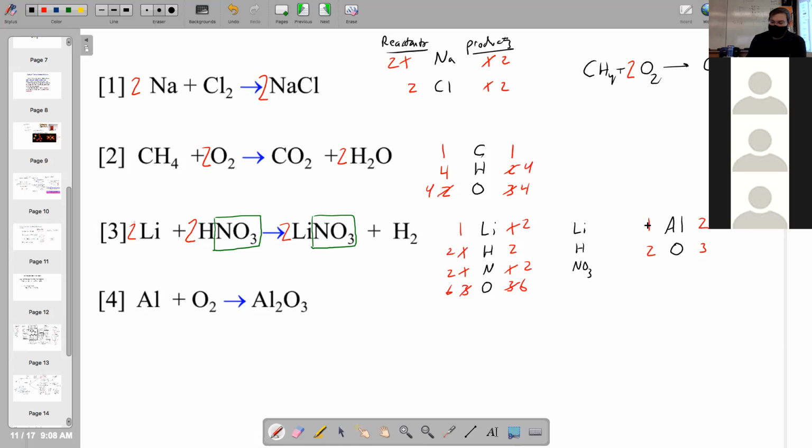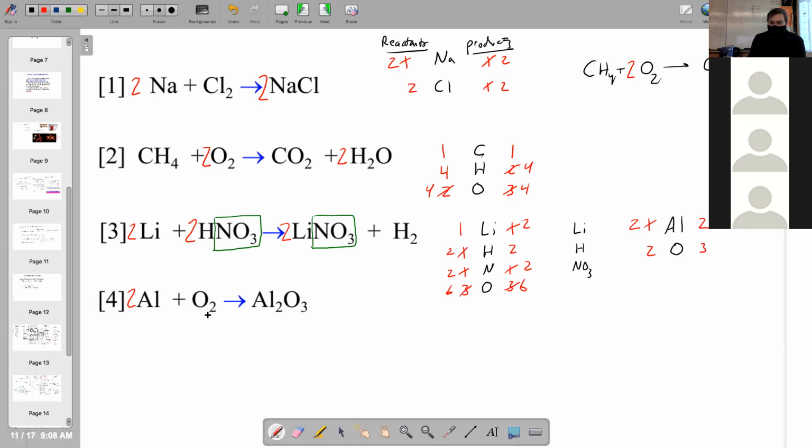If you start with aluminum, and this is a thing where you might have to chase them around a little bit, because you start with one aluminum on the left and only two on the right, you need to double the number of aluminums. If you put a 2 in front of the aluminum, now the aluminums are balanced, but the oxygens are wrong.